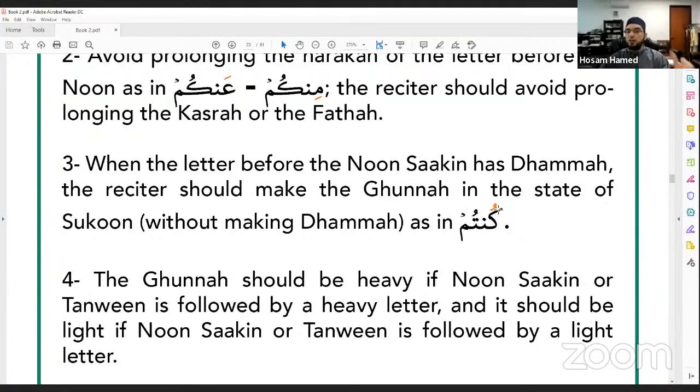So the correct way, listen to me and try to look at me. Kuntum. This is the right way. Kun. You see a noon sakina, so I went back to the regular state. Kuntum. This is the mistake that is mentioned here.